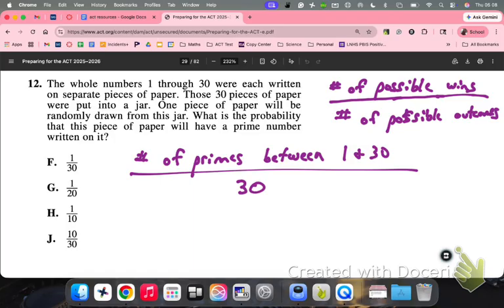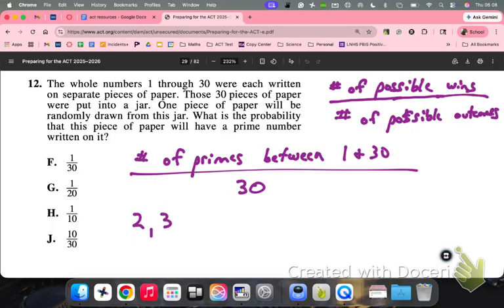Now we just need to remember what a prime number is. A prime number is a number that can only be divided by 1 and itself. Then we need to count all the prime numbers between 1 and 30. 1, just by definition, is not a prime number. The definition of a prime number is a number that's divisible by 1 and itself, and 1 is itself, so 1 is not a prime number. But 2 is. There's no other whole number that divides it.